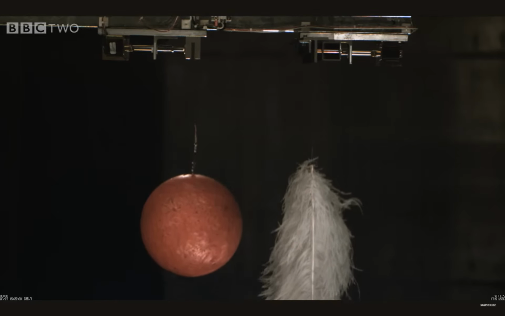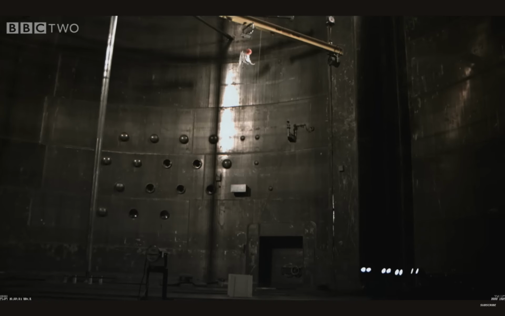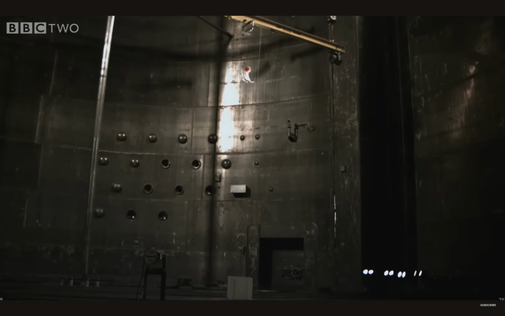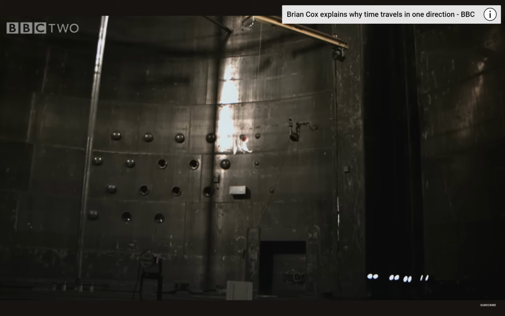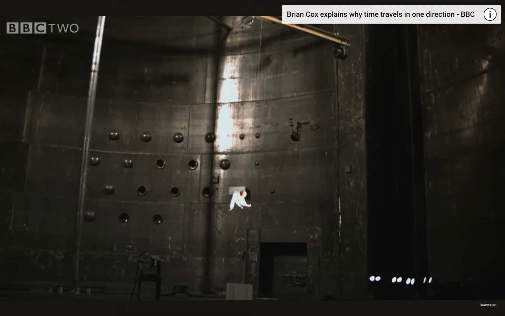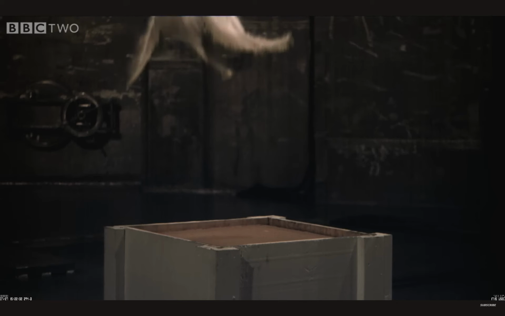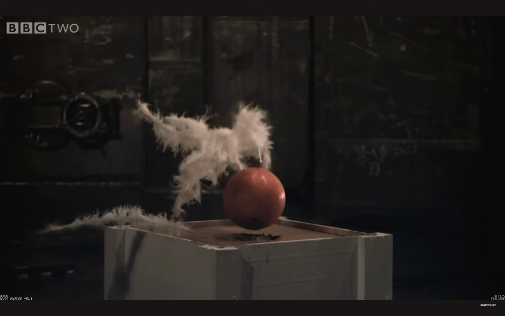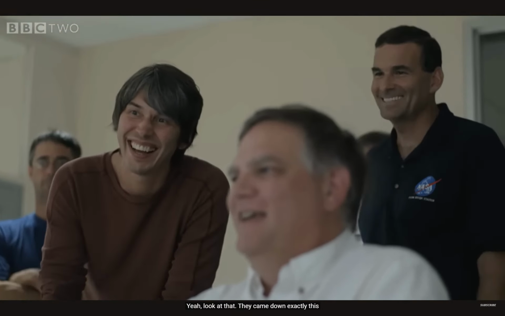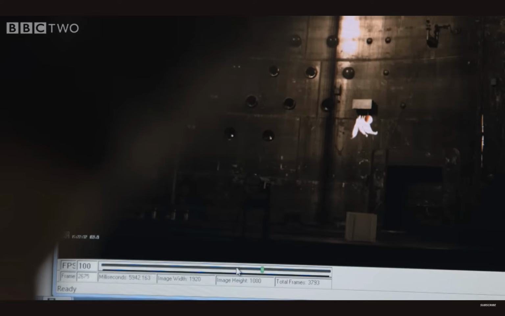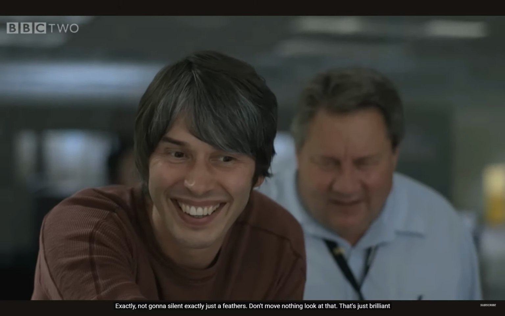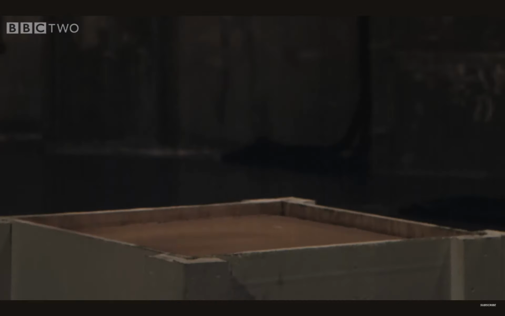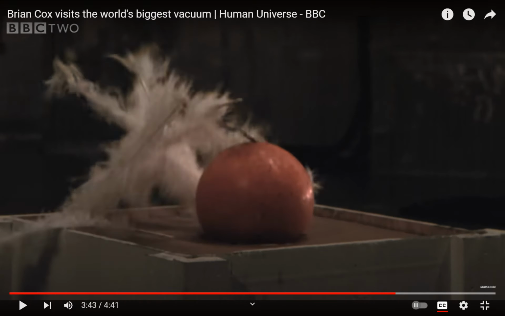I wish they showed it at real speed, but they only show it in slow motion. Isn't that cool?